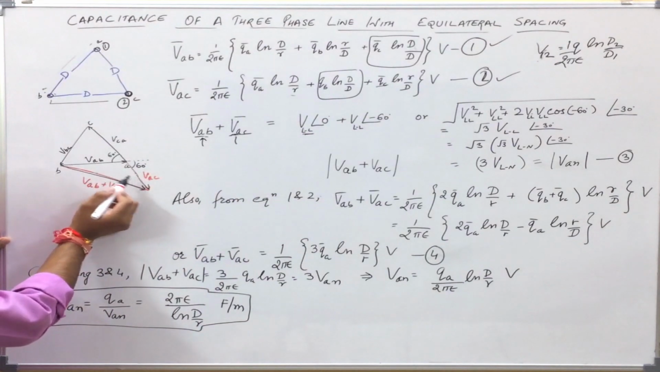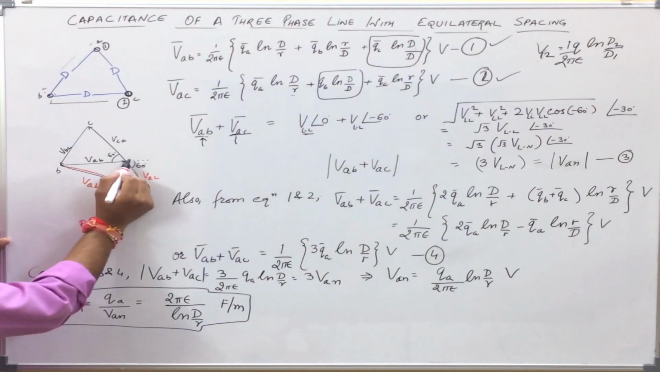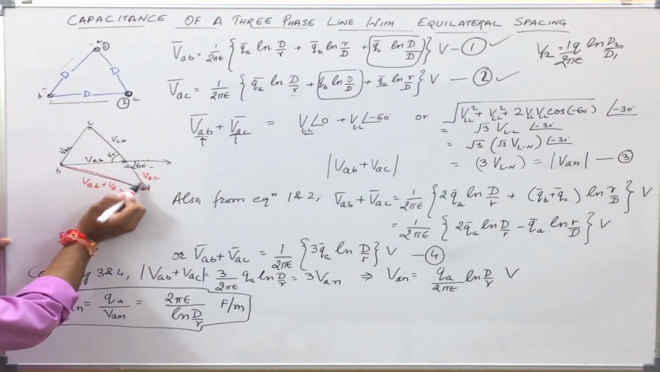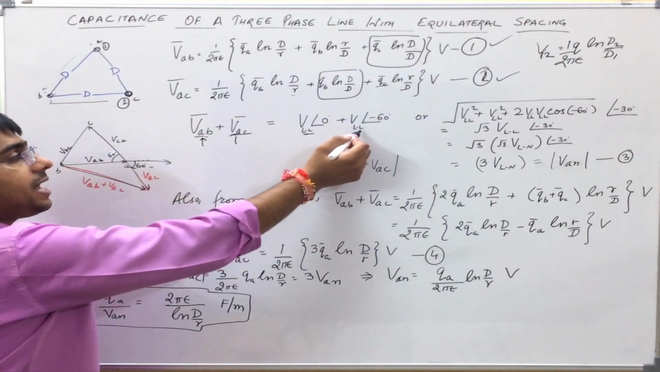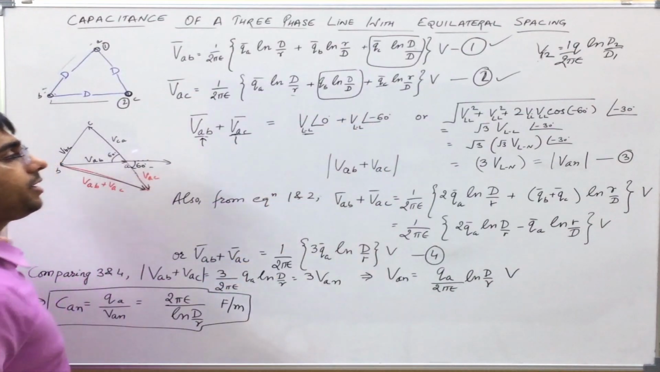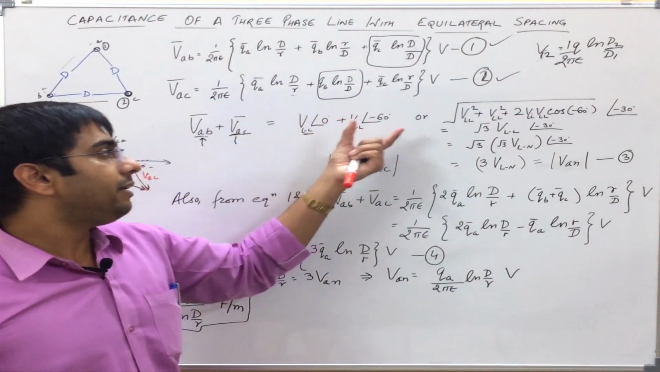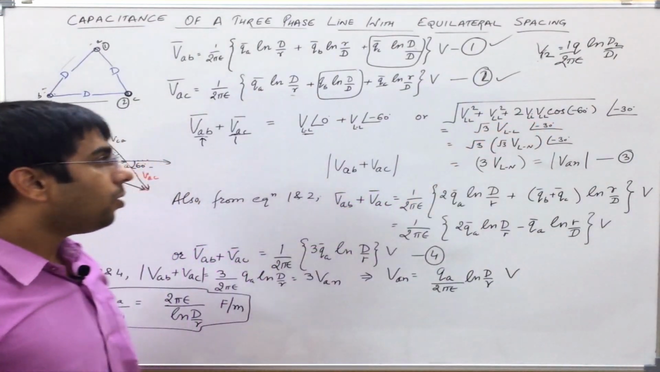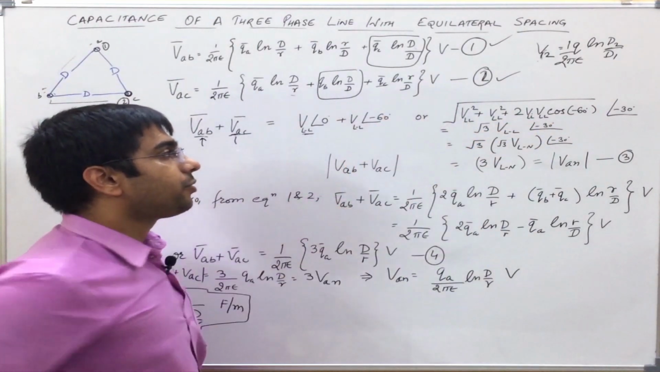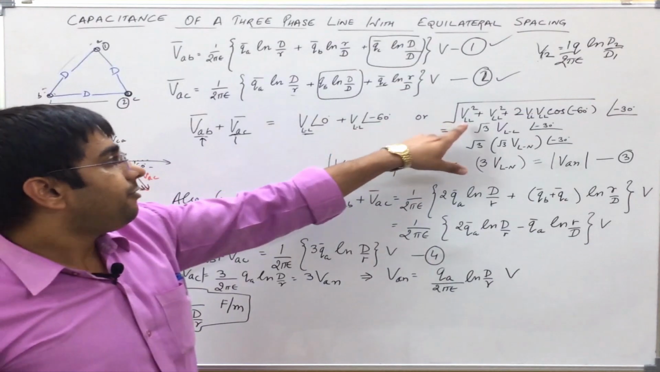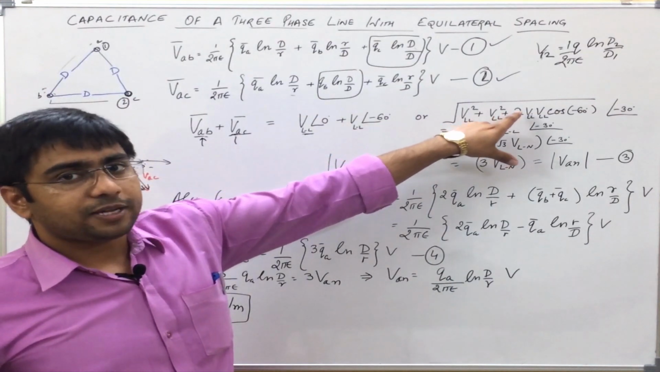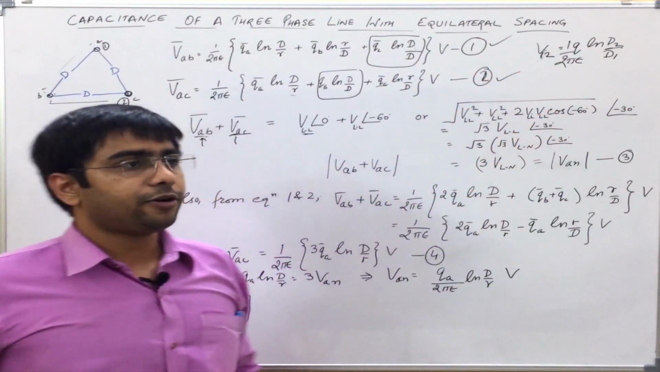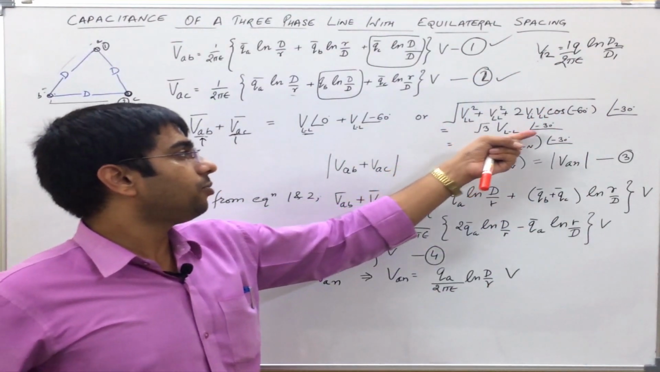And what will be VAC? If VAB is angle 0, then this will be minus 60 degrees. So VAC can be written as V line to line angle minus 60 degrees. Using a calculator, it will come out to be root 3 VL angle minus 30 degrees, or using the vector addition rule, I can directly write V1 square plus V2 square plus 2 V1 V2 cos of the angle theta between them, which is minus 60 degrees only. The expression will come out to be this.